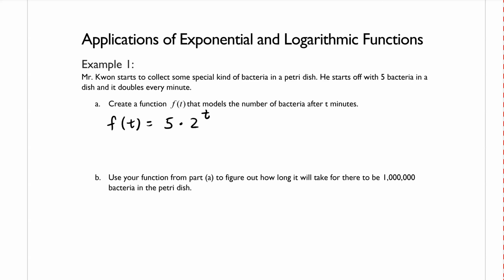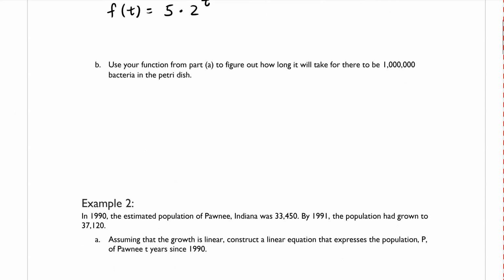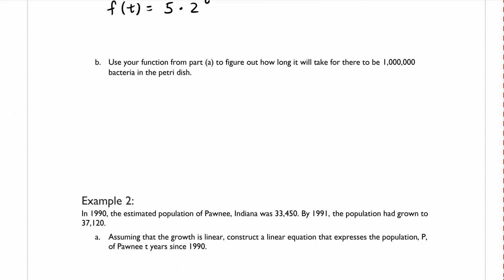We also solved part B a different way, but now that we have the tool of logarithms, we can set our function equal to 1 million and then solve for t using logarithms. So I'm going to divide both sides by 5 here, and I will be left with 2 to the power of t equals 200,000.